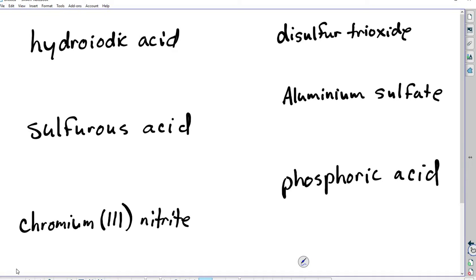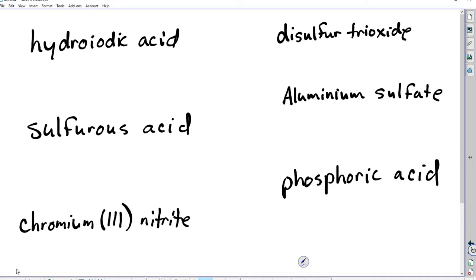Yes? I just have a question. Okay. So I'm doing chromium nitrite, and so when I get to here, where do I put the parentheses? So the parentheses goes around the nitrite, and the 3 goes as a subscript. So up there or down? Down. Subscript means below.